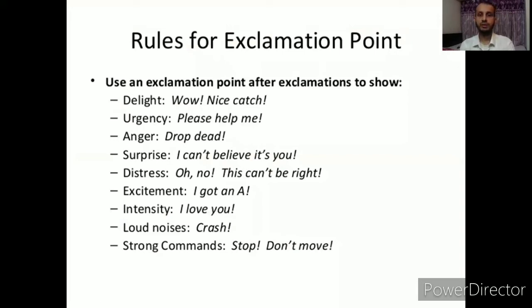Use an exclamation point after exclamations to show delight. Delight means joy, happiness. Wow, nice catch! This is the expression of delight. Urgency: Please help me! Anger: Drop dead! Surprise: I can't believe it is you!